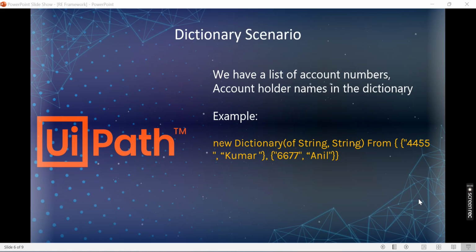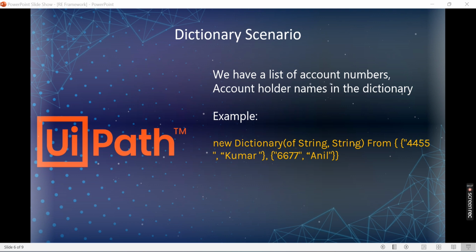Hello everyone, myself Sivakrishna. In this video, I am going to explain using the dictionary variable how we can design both dispatcher and performer in the RE framework. Let's take a scenario. We have a list of account numbers and account holder names in the dictionary. The account numbers would be the key and the account holder names would be the values.